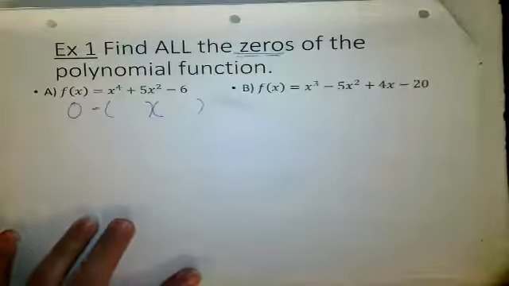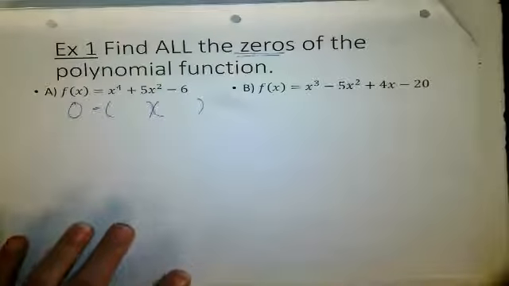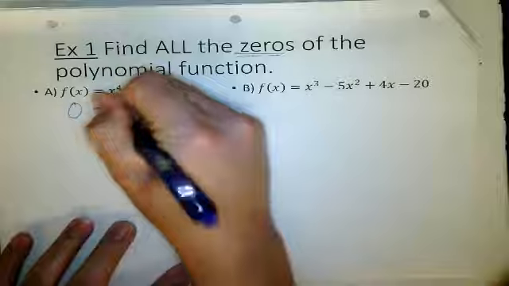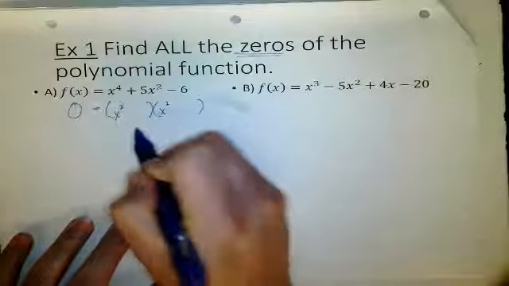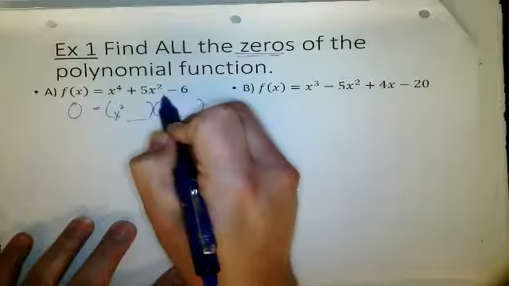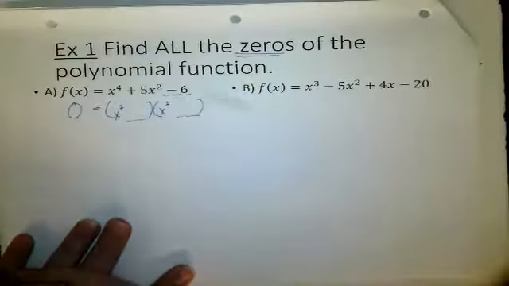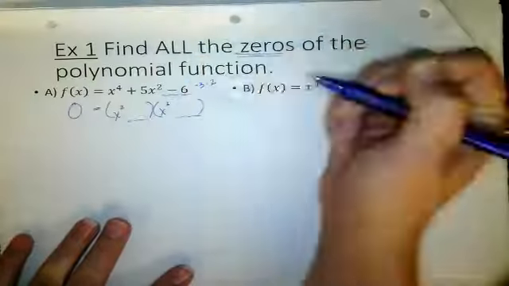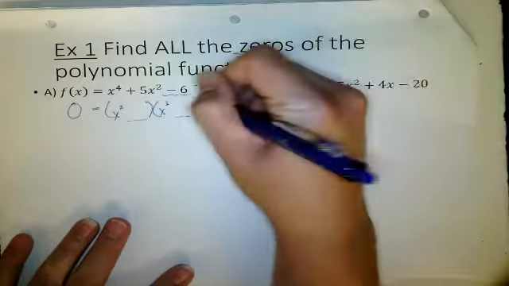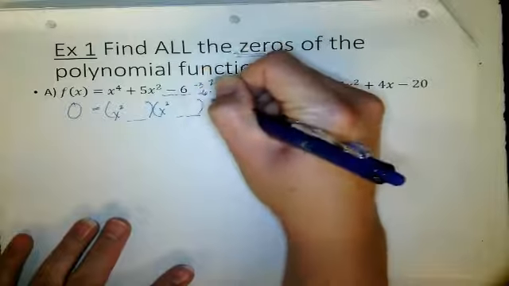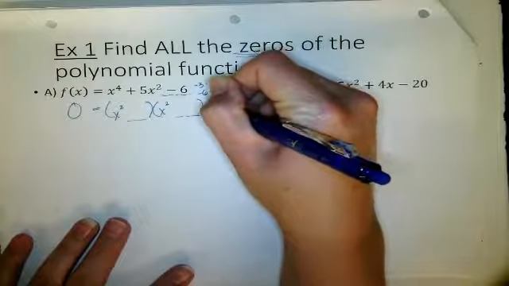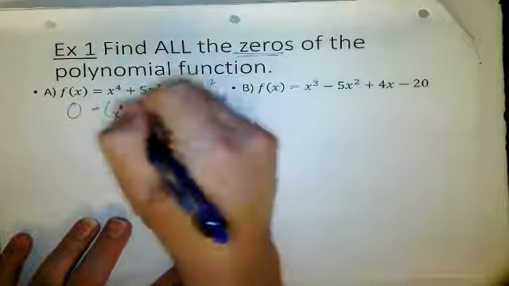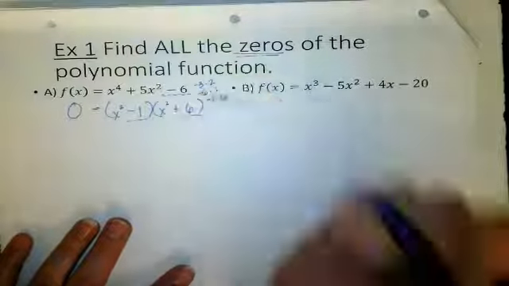I'm going to try to double bubble this. What times what is x to the 4th? x squared times x squared. And then last times last has to be negative 6. What times what is negative 6? Negative 3 and positive 2, or negative 6 and positive 1, or negative 1 and a positive 6. There we go. Which one do we want? Negative 1 and positive 6.